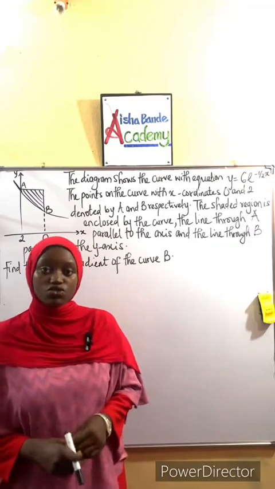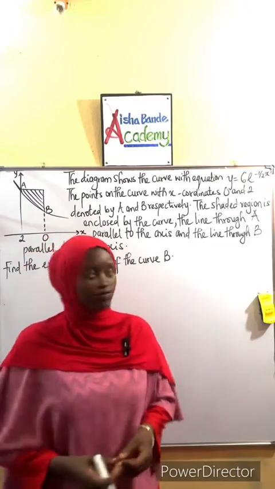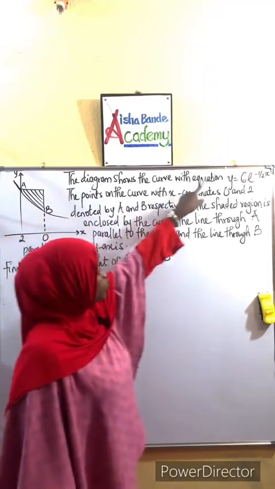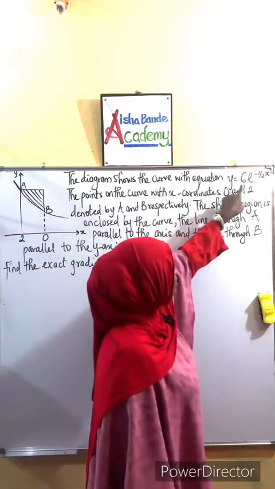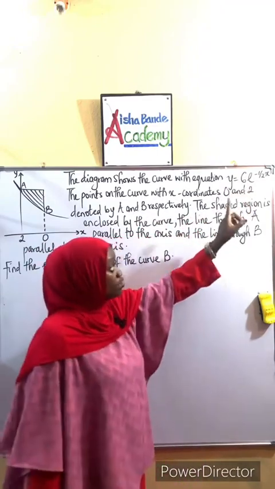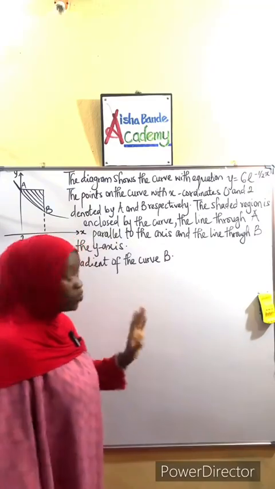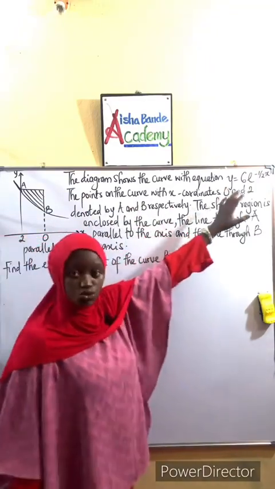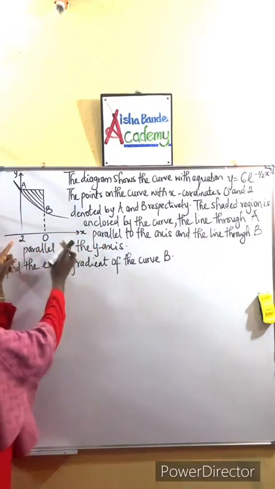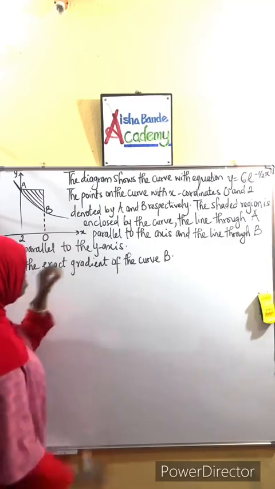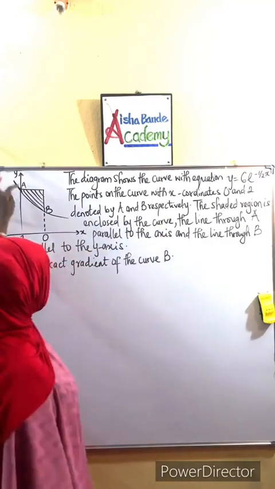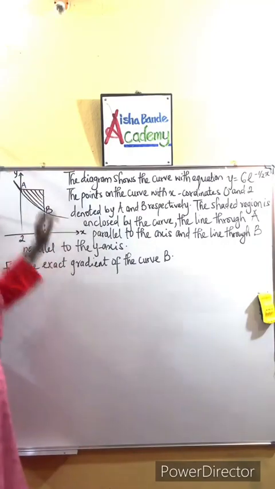So we have a question to solve, which is on the gradient of a curve. The question says the diagram shows the curve with equation y equals 6e raised to the power of 1 over 2x. That's the equation. The points on the curve with x coordinates 0 and 2, as seen in the diagram, are denoted by A and B respectively. This is the point A and the point B.